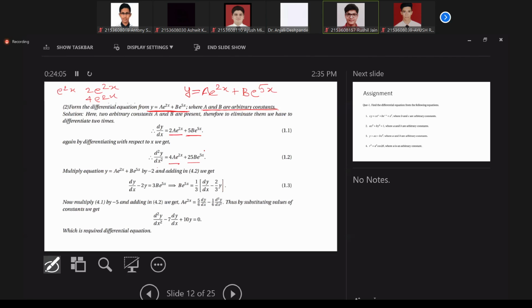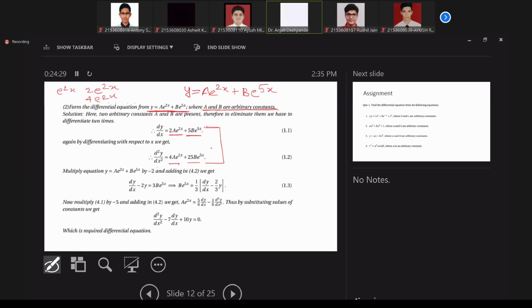Now this is over. That means we have finished differentiating. But now we have to ensure that this a and b are eliminated. So we have got two equations. Now you all have heard, everybody knows the method of solving two equations simultaneously. So we are going to use that same technique over here.